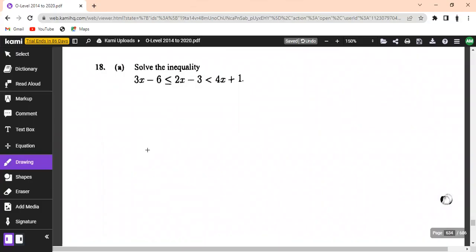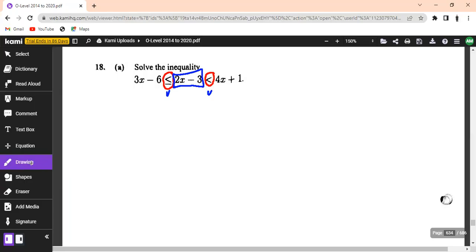Number 18, solve the inequalities that we are given. And these are simultaneous inequalities whereby you are given two inequality signs like this. We've got an inequality sign here and an inequality sign here. So how do I solve? I just have to divide my inequality into two. How do I divide? I take the expression or the term that is in between the inequalities. So as you can see, this is the expression between these two inequalities.